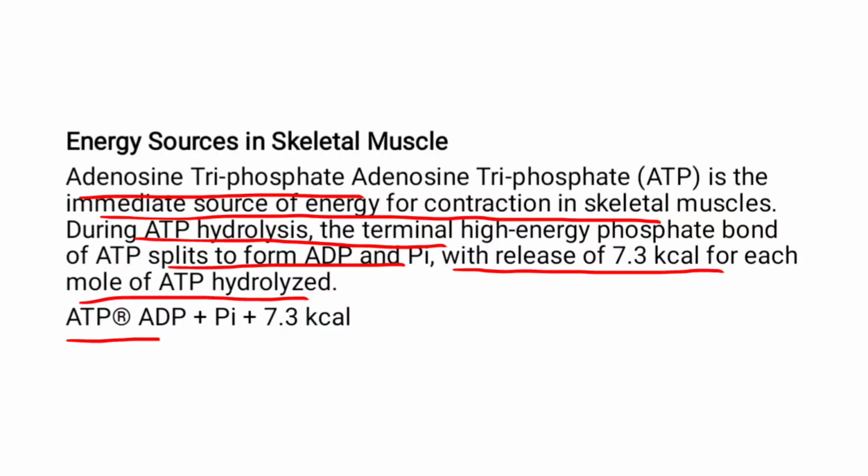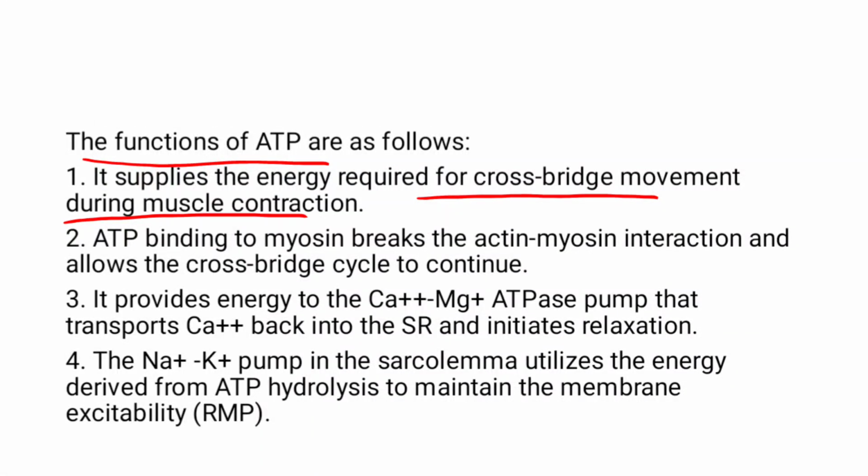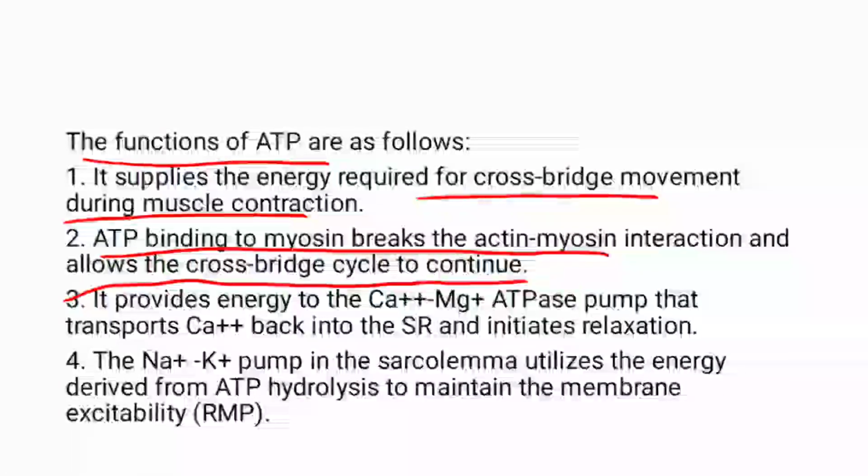So this reaction shows the breakdown of ATP, where it gets converted into ADP and phosphate, releasing 7.3 kilocalories of energy. The functions of ATP during muscle contraction are as follows. It supplies energy required for cross-bridge movement during muscle contraction. ATP binding to myosin breaks the actin-myosin interaction and allows the cross-bridge cycle to continue.